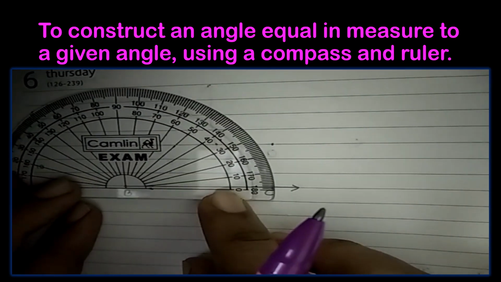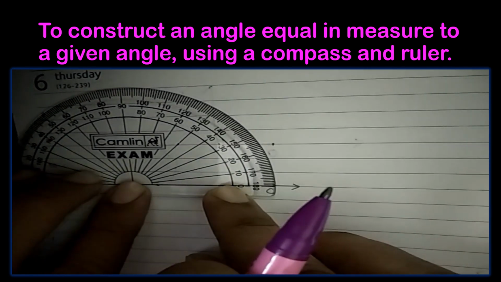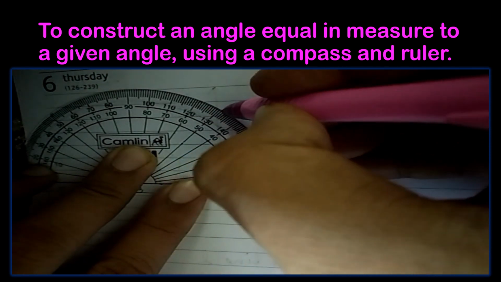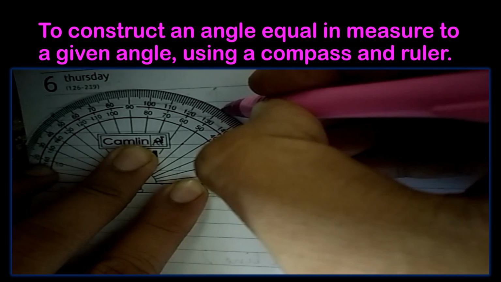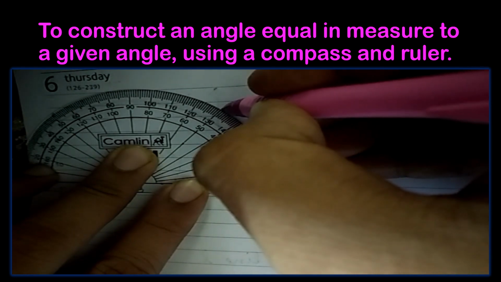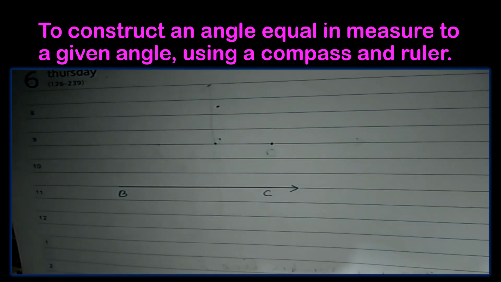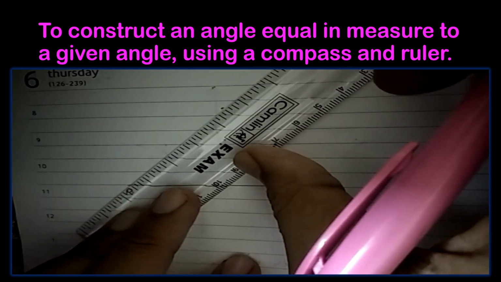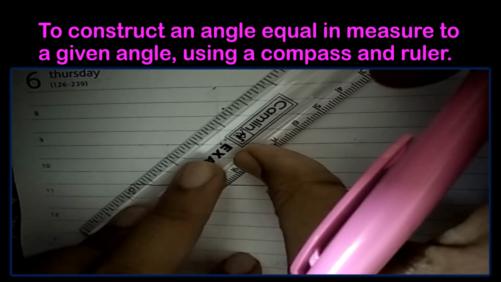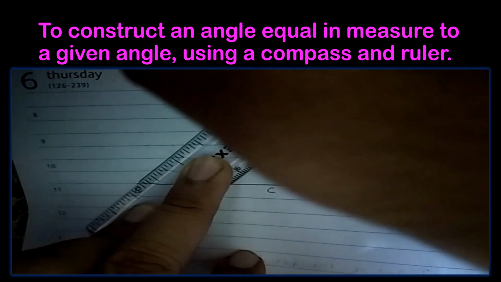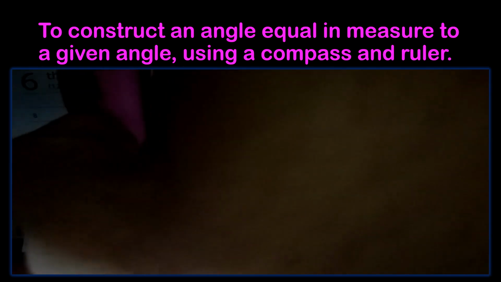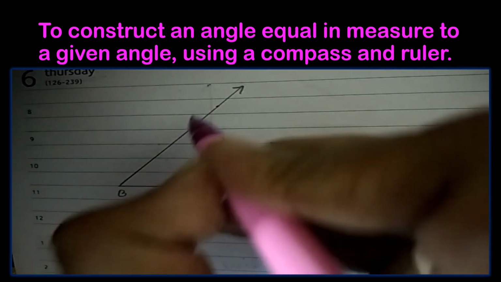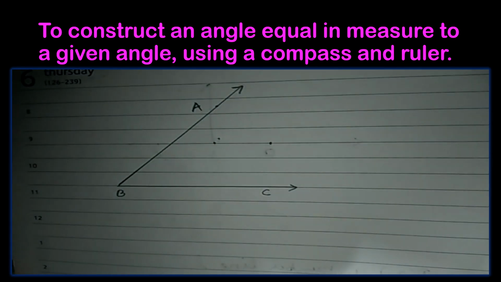To verify that we have constructed a correct angle, I am using a protractor so that you will be verified. You can draw an angle without a protractor also, because you can draw an angle congruent to it without measurement also. So you can see here I have taken an angle of measure 50 degree as an example.